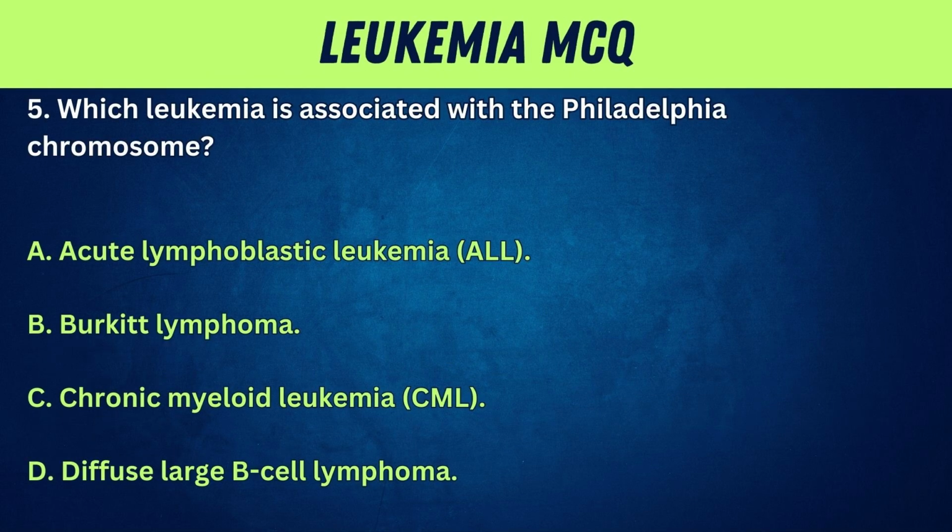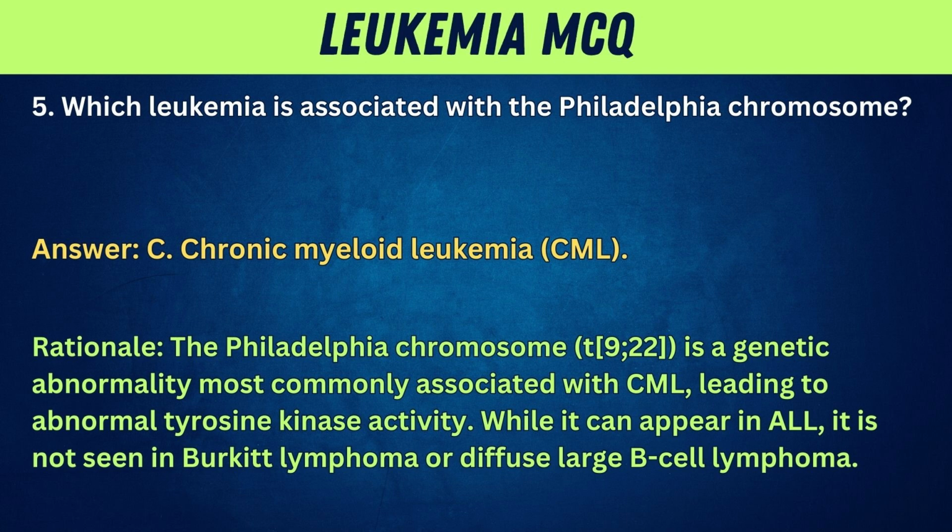5. Which leukemia is associated with the Philadelphia chromosome? A. Acute lymphoblastic leukemia, ALL. B. Burkitt lymphoma. C. Chronic myeloid leukemia, CML. D. Diffuse large B-cell lymphoma. Answer: C. Chronic myeloid leukemia, CML.